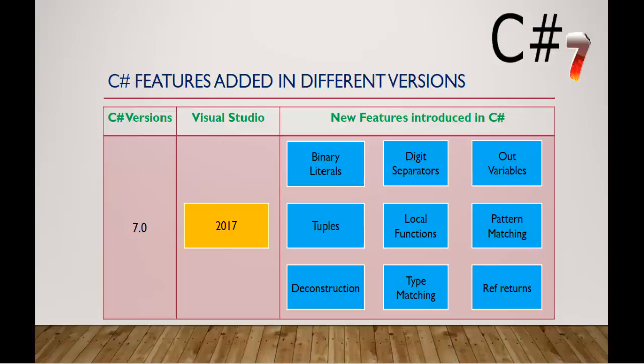What we learned in this session is a table of the C Sharp versions and the features brought in each version. We will code on all the features present in C Sharp version 7 throughout this series.